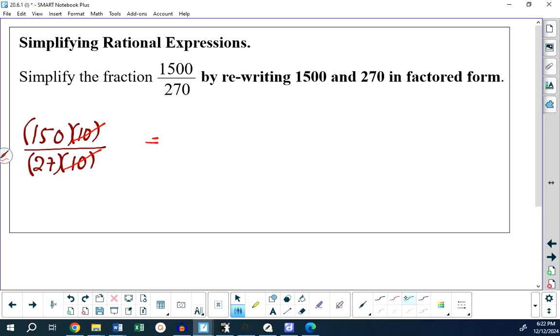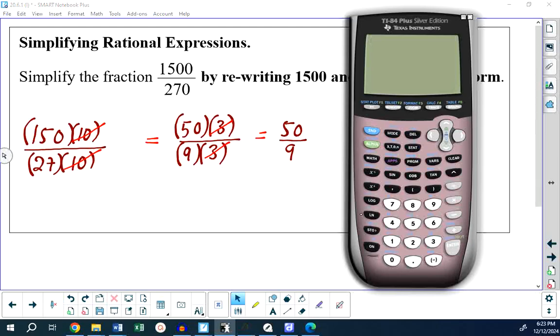If we continue, and I say, well, what is a factor that's common to 150 and 27? Well, 3 goes into 150 50 times. And 3 goes into 27 9 times. So we can cancel these 3's. And we're left with an answer of 50 over 9. You can certainly confirm on your calculator that if you take 1,500 divided by 270 and convert that to a fraction, you do get 50 over 9.